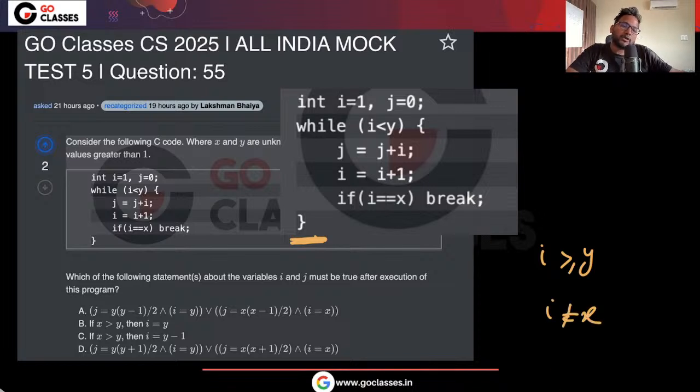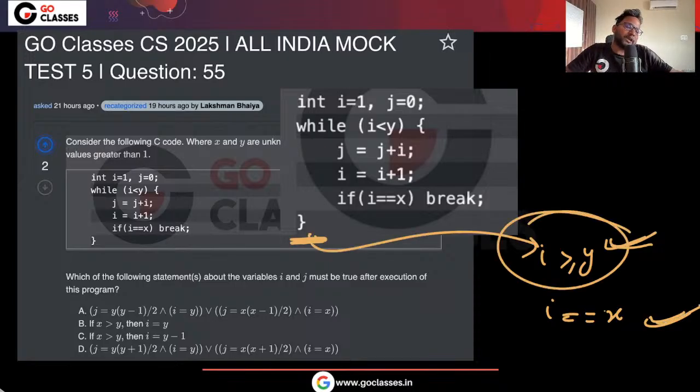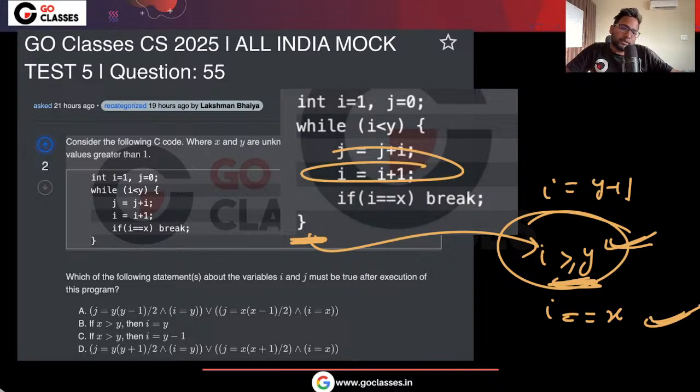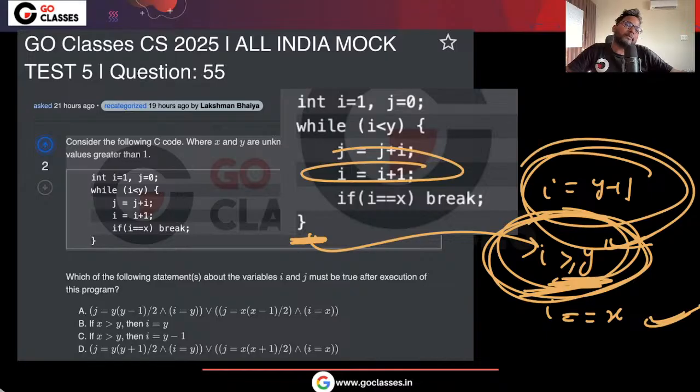Since I is only incrementing, it will be I equal to x, and then only it will break. So after the loop, only one of these things will happen. Now more strongly I can say that instead of saying greater than or equal to y, I can say I will be y plus 1. Why? Because I is incrementing only by 1. I'm not saying this is false, but the stronger condition is this.